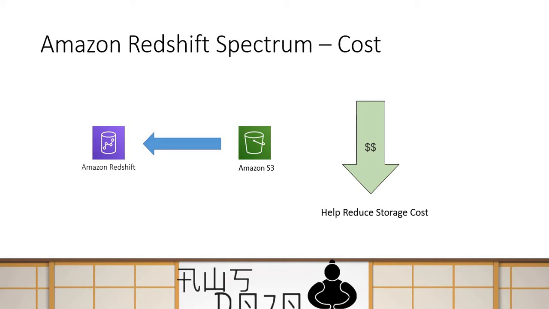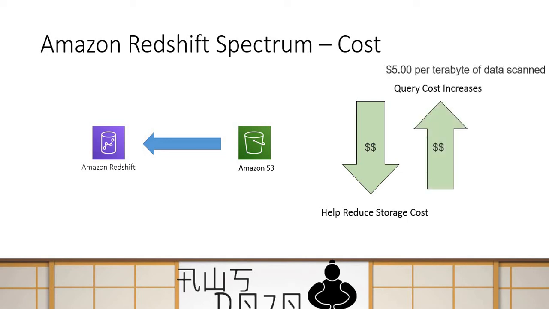Your compute cost reduces. But at the same time, when you're trying to query data from S3, there's a charge for that. The charge is not going to derail your budget, but it's $5 per terabyte of data scanned. So per terabyte of data you scan, you pay $5 for that. Depending on how many queries are going from Redshift to S3, and how much data is scanned for each query, you have to pay for this. So there is a query cost involved.